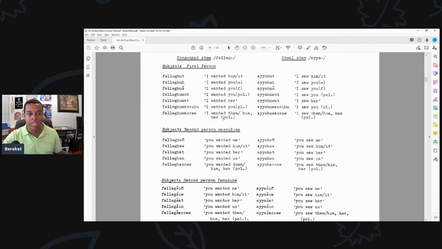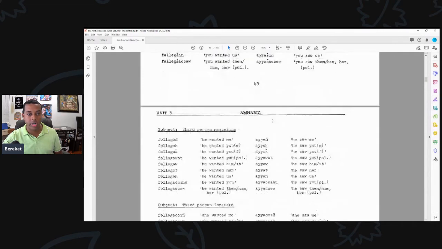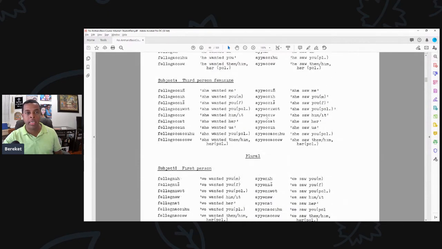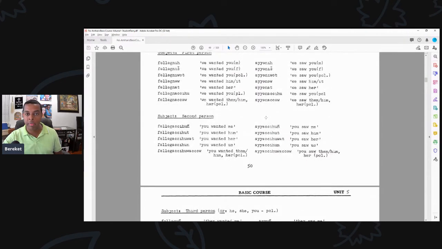And then it runs it through for second person masculine. So if you want to say you, masculine, wanted me or them or us, or you saw me or them or us, you can see how it looks when you use those pronouns. So it's a good section to look over and review and study and reference. You'll want to come back to this and probably bookmark it.